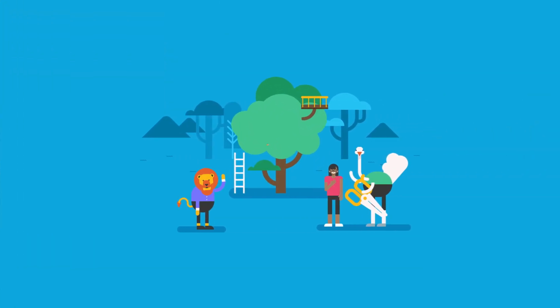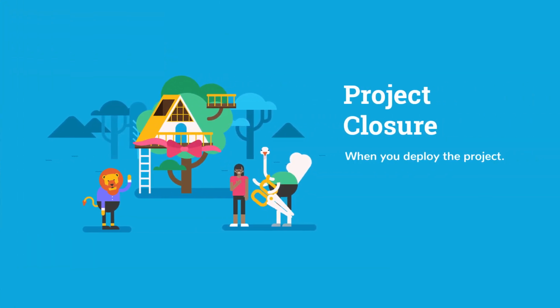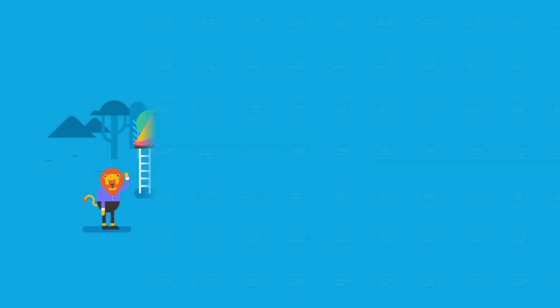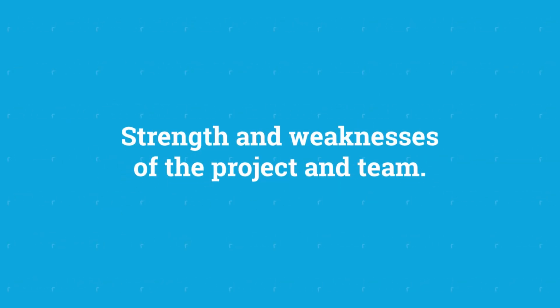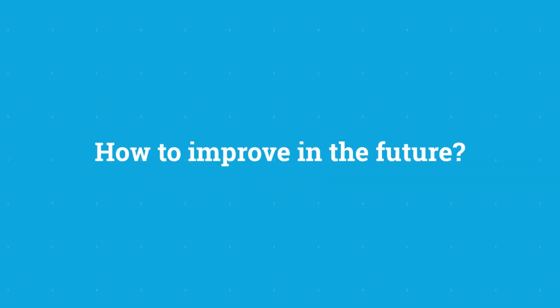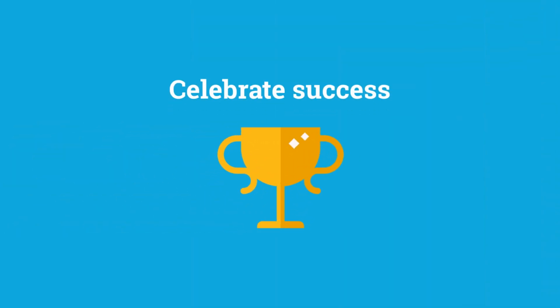The final step is closure. In this final phase of the project management lifecycle, your project is essentially over. At this point, it's useful to hold a post-project review meeting to discuss the strengths and the weaknesses of the project and team, what went wrong and what didn't go so well, and how to improve in the future. This can be one of the most rewarding stages of project management, as it's a great opportunity to recognize and acknowledge valuable team members and celebrate the successes.